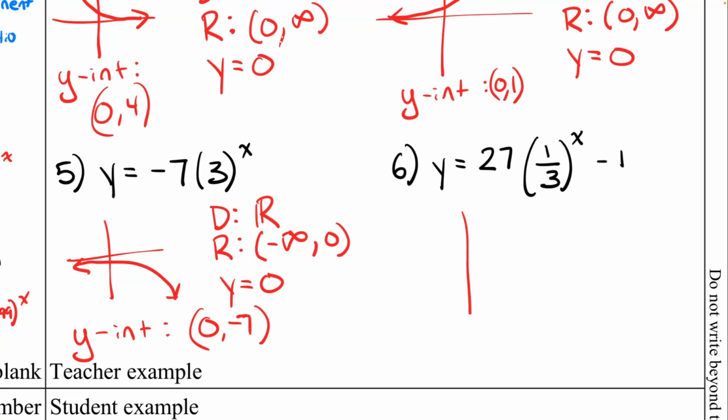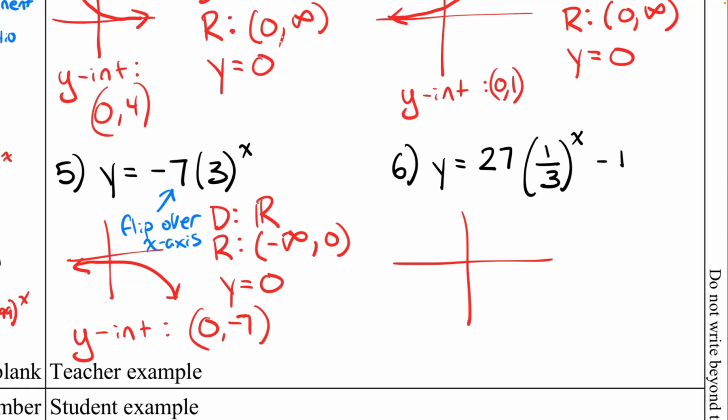Ready, set, graph. This number is positive. We don't have to worry about it then. If it's negative, it flips it over the x-axis. I'll write that down just in case you forgot. This one is not flipping over the x-axis. This means decay, and this one shifts the entire function down 1.